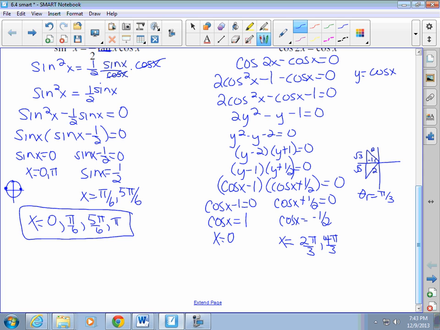So you can check those answers back in, and they work. So x is equal to 0, 2 pi over 3, and 4 pi over 3. And those are all within the restrictions, so they all work.